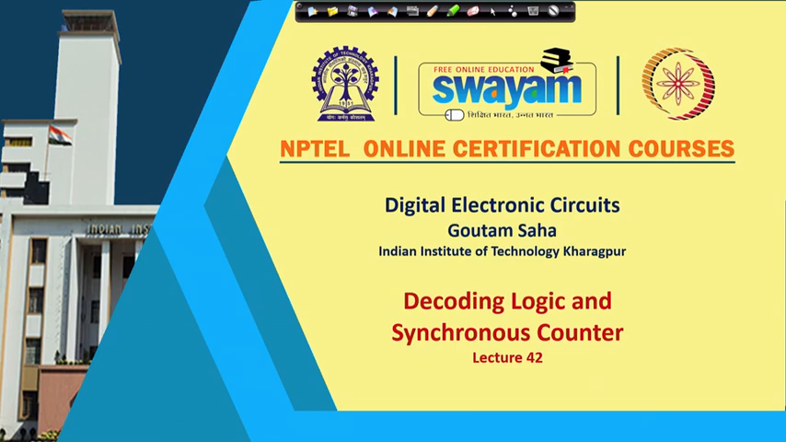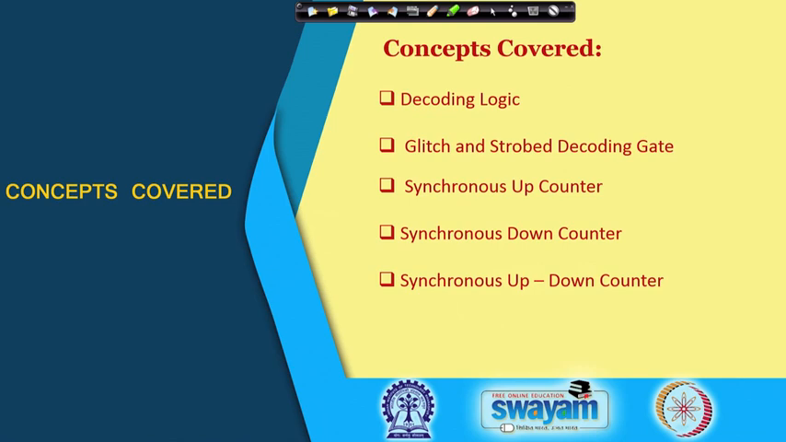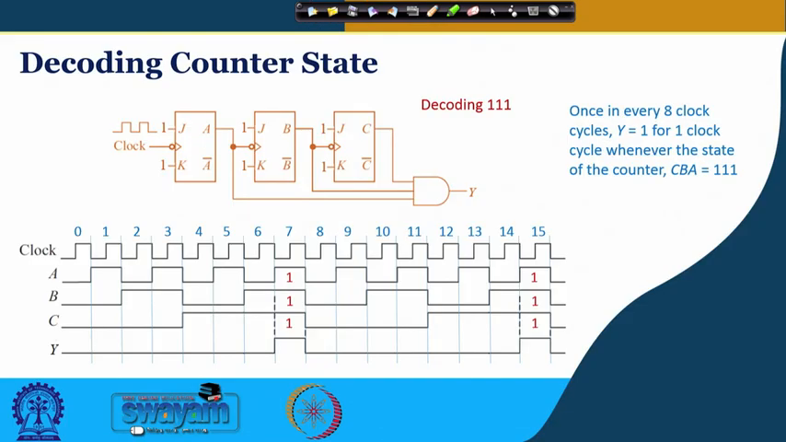In today's class we shall look at decoding logic, what it is and how it is useful in the counter design context, and also we shall discuss the synchronous counter: up counter, down counter and up-down counter. Decoding logic: why is decoding a counter state important?